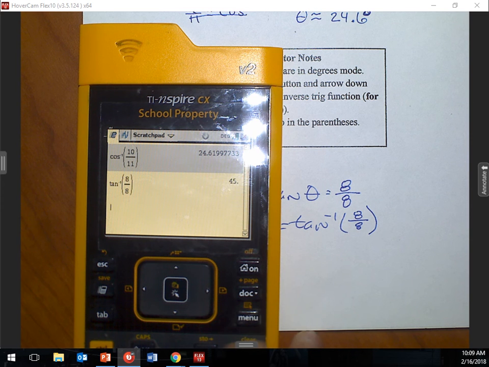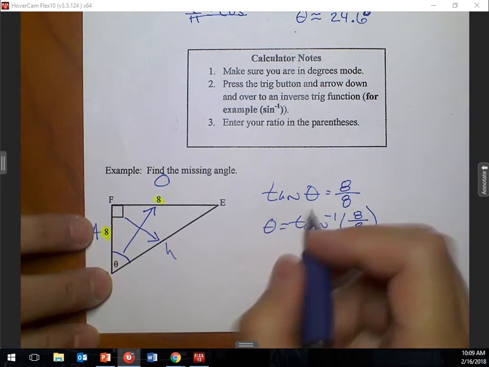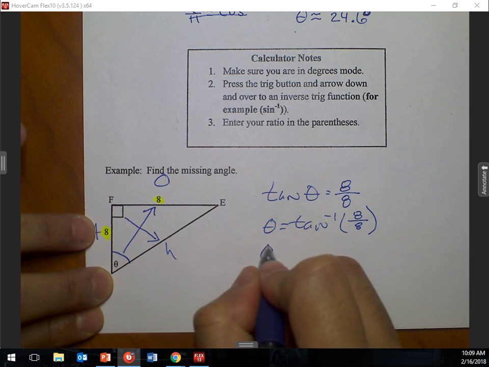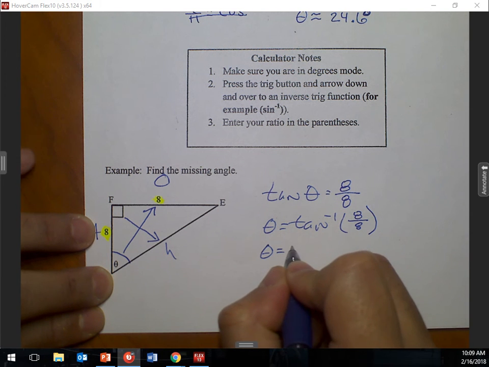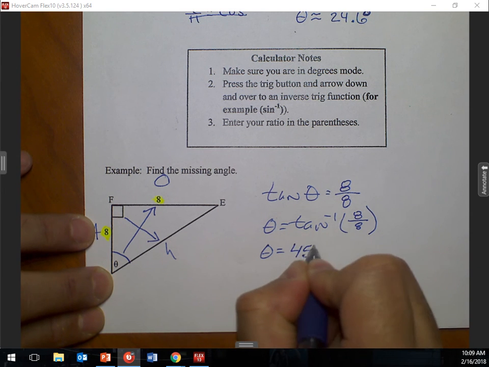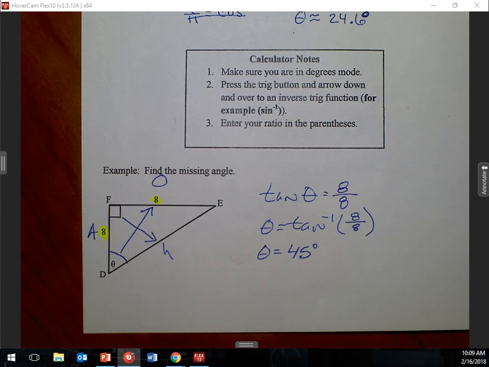45 what? Degrees. Thank you. So theta is going to be equal to, there's no rounding, is there? No rounding, so it's going to be exactly 45 degrees. Is it very easy? Yes.